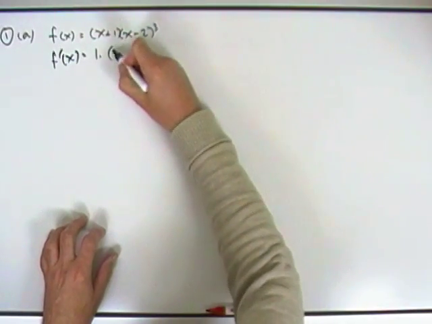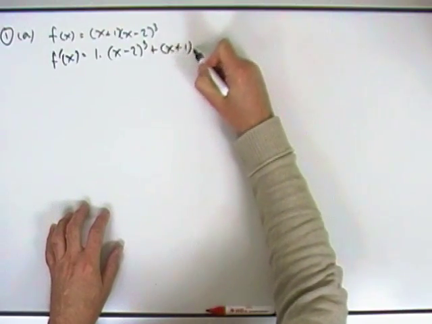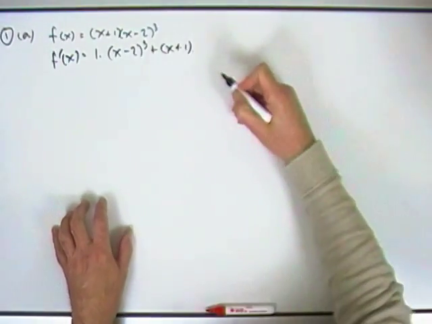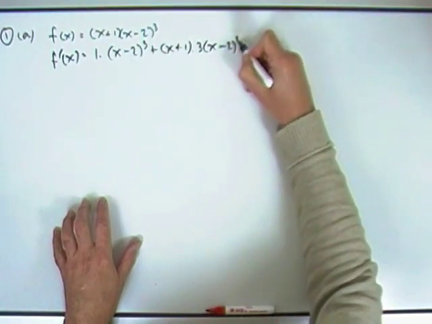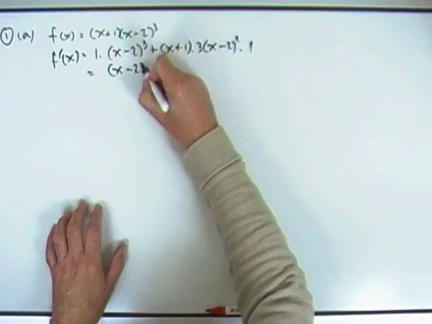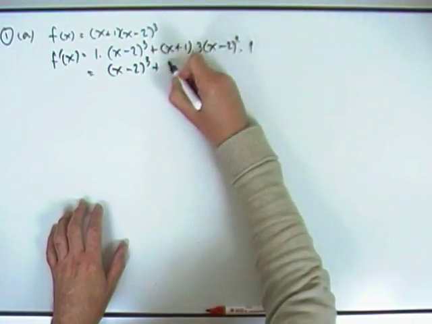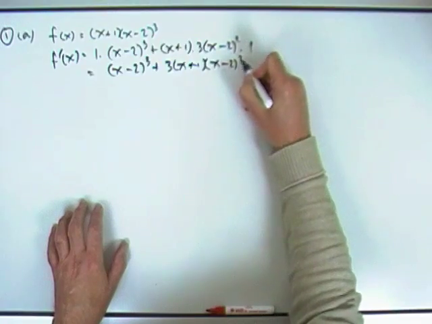Differentiate the first one, that's just 1. Leave that alone. Now, leave the first one alone and differentiate that, which is a simple function of a function. So it'll be 3 times the inner function, power 2, times the derivative of the inner function, which is just 1. So that gives me x minus 2 cubed plus, and that's 3x plus 1 times x minus 2 squared.